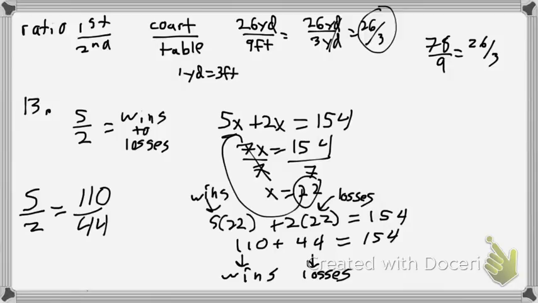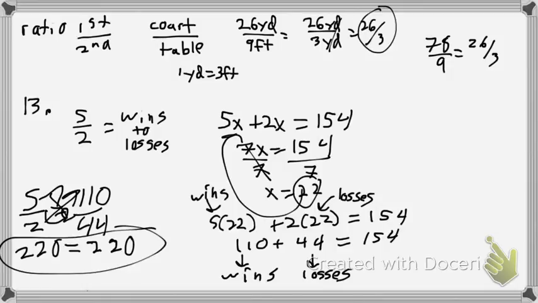Now notice, if I set that ratio up, 5 to 2 equals 110 to 44, that ratio stays true. Watch, cross multiply. 2 times 110, 220 equals 5 times 44, 220. So we know that that's a true ratio, so they won 110 games, lost 44.